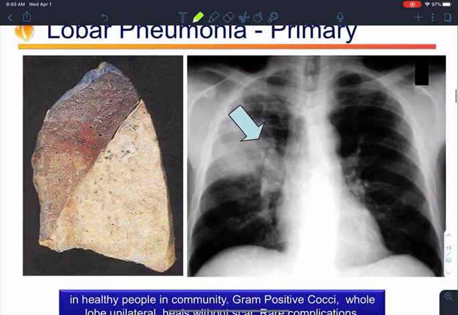Lobar, this is what a lobar pneumonia is going to look like on an x-ray. You can see it's restricted to that middle right lobe. You don't have a middle lobe on the left. You only have an upper and a lower, and they separate right about there, I think. Maybe a little lower. But down here would be the lower lobe, middle lobe, upper lobe on that right side.